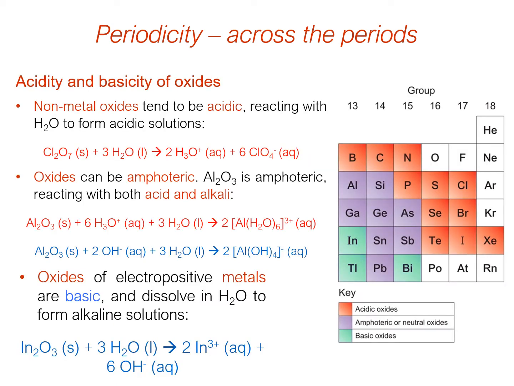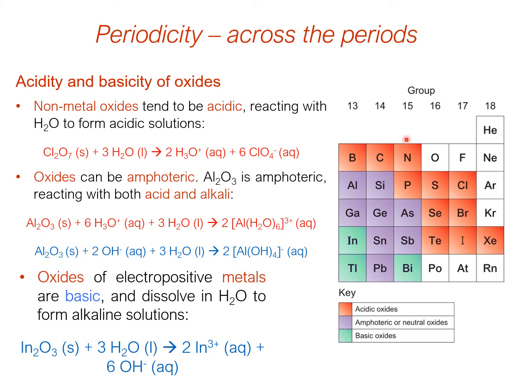Now let's look at the oxides in a little bit more detail, and specifically the acidity and basicity of them. So this also changes as we go across a period. The non-metal oxides, which are the ones in the top right, sorry, here, tend to be acidic, and they'll react with water to form acidic solutions. They're highlighted in red in this periodic table over here, or periodic P block, should we say.